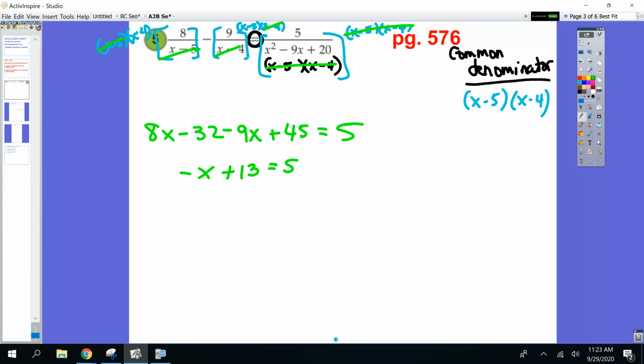Oh, you guys got it. Got it made. Move the 13 over. What do we got? Negative x equals negative 8. That's not my answer, though. How do I get that negative out of there? Divide both sides by negative 1. I'll show that just because I like some of you. X equals 8. Maybe x equals 8.